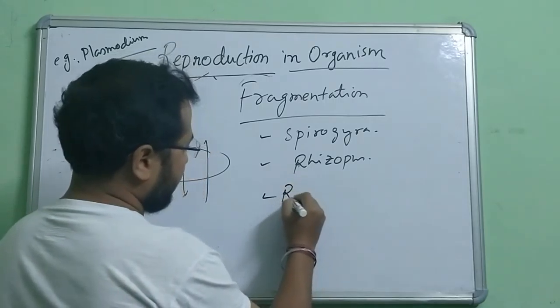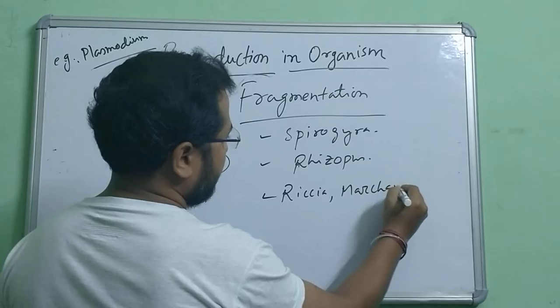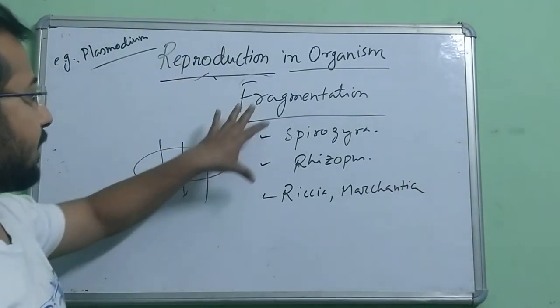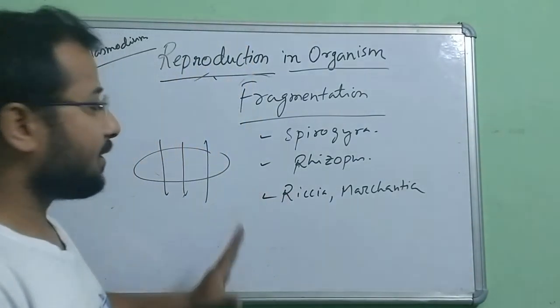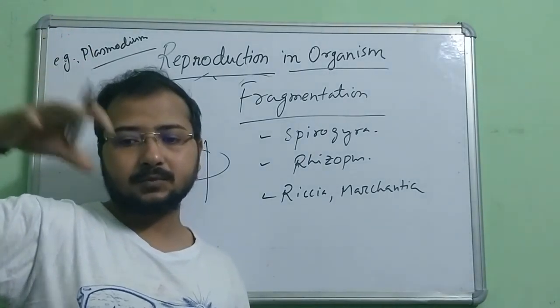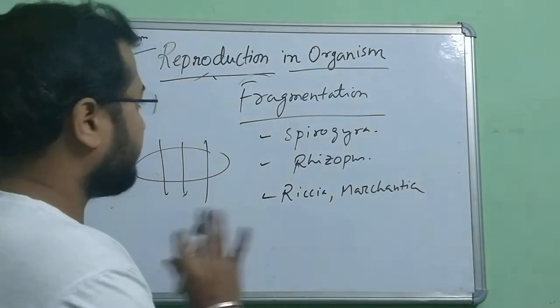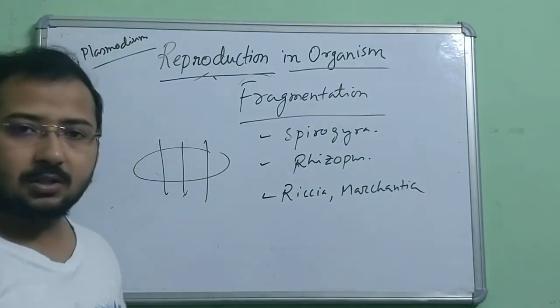Bryophytes, for example Riccia, and Marchantia are the examples where I see the fragmentation mechanism. If the main parent body is cut into small pieces, then from each fragment a new whole body is going to develop. Okay, this is the fragmentation. Nothing much we have to know about this. This is sufficient knowledge.